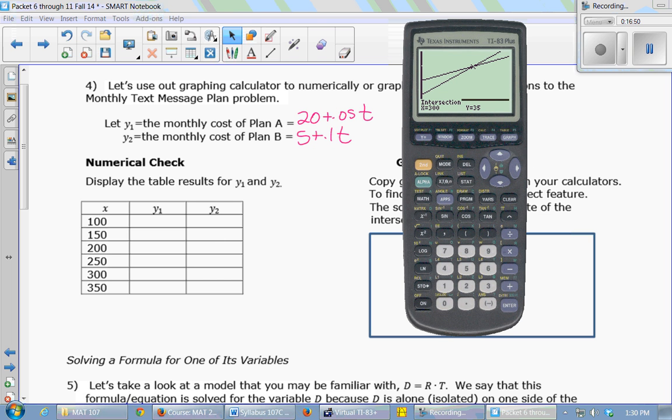The 300, we already agreed that represents the number of texts. What does the 35 represent? Yeah, that's how much y1 and y2 will equal, and those things represent the cost of the two plans. So for 300 texts, the cost of plan A and plan B is the same, and that cost is $35.